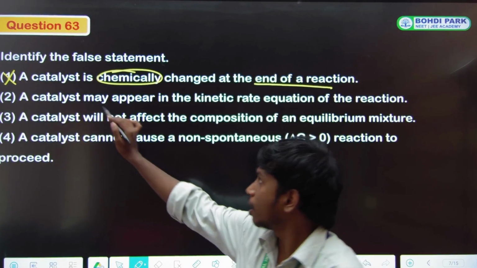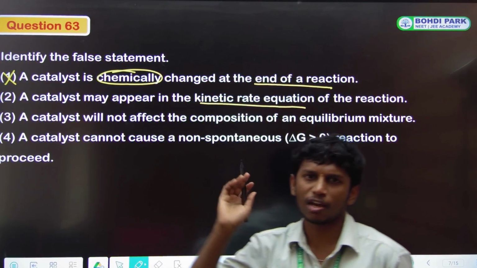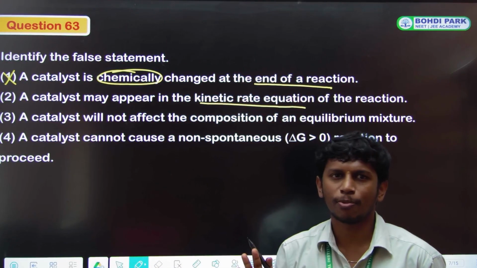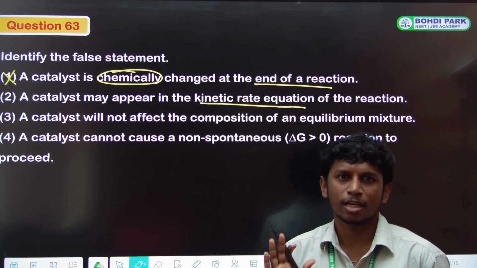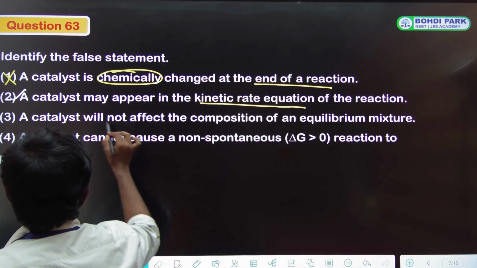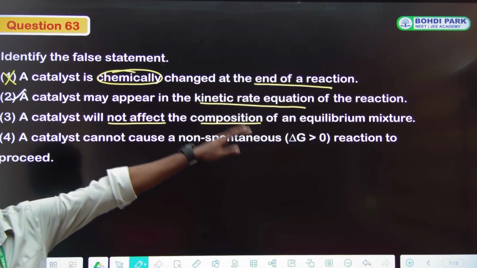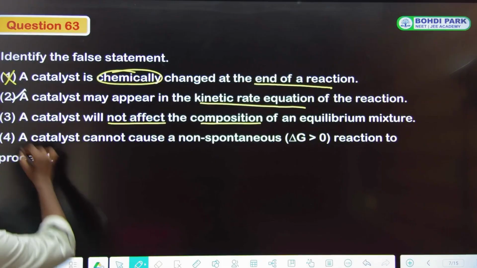Other statements check பண்ணலாம் நம்ம. Catalyst may appear in a kinetic rate equation. Yes, it can appear. Okay, if it is a multi-step reaction, it can appear. It can catalyze the reaction, but composition அது change பண்ணாது. This statement is correct. The catalyst will not affect the composition. Correct. It will not affect the equilibrium. So this is also correct.